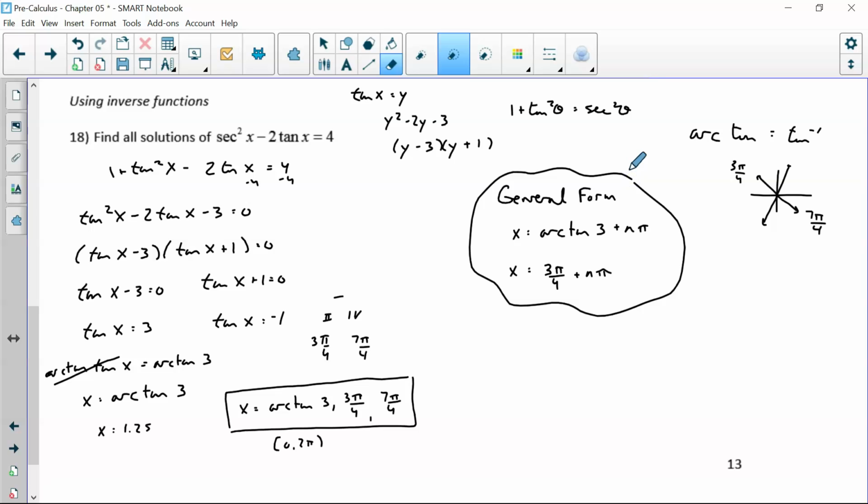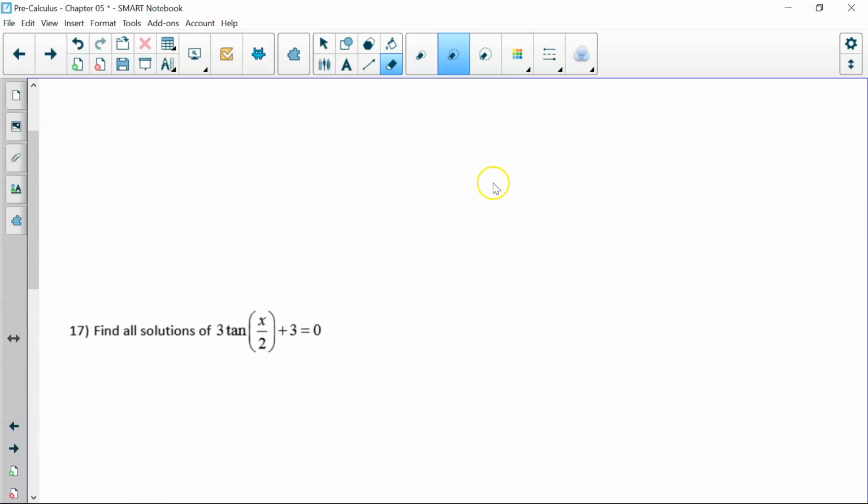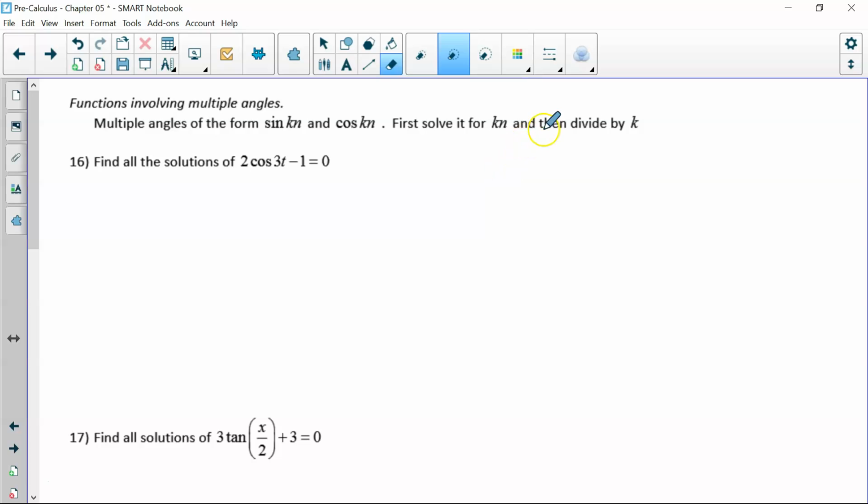All right, let's go back to problems number 16 and 17. Here's our multiple angle ones. Now they work very similar. We're ignoring the 3t for right now. So I'm going to add 1 to both sides. So 2 cosine of 3t equals 1. Don't worry about the 3t. Divide both sides by 2. The cosine of 3t equals 1/2. Now, still ignore the 3t for right now.